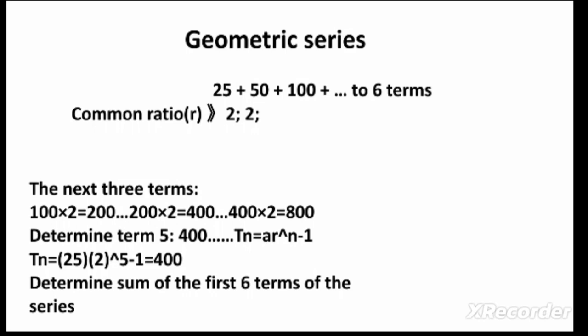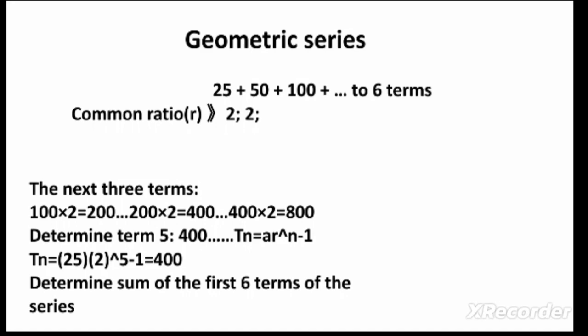So we have 25 plus 50 plus 100. And then in a geometric series, there is what we call a finite series, a series that ends at a certain term. So in this case, this geometric series ends at term 6, as you can see, to 6 terms. So term 1 is 25, term 2 is 50, term 3 is 100, then from there to term 6.